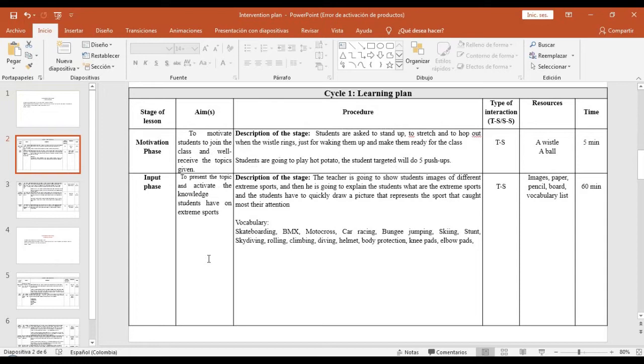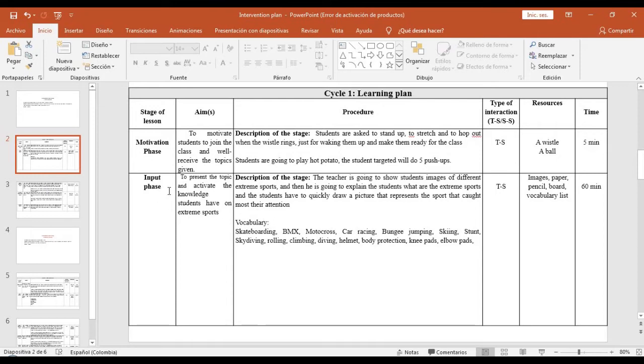The description of the stage is that students are asked to stand up, to stretch, and to hop out when the whistle rings, just for waking them up and making them ready for the class. The other activity is that students are going to play hot potato. The student targeted will do 5 push-ups. This type of interaction is teacher-student, and the resources needed are a whistle and a ball. The time is 5 minutes. This is not too long because then the students are going to think that all the class is going to be a game.